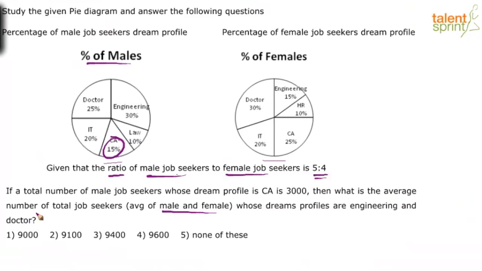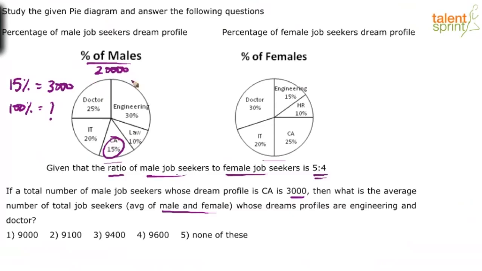Now first and foremost, if this 15% is 3000, right? This 15% is equal to 3000. Can you tell me what is the total value here for this entire pie chart? 15% is 3000. So what will be the total? Total will be 20,000. Yes or no? See, total is 100%. So here we know that 15% is equal to 3000. 100% is equal to what? So when you cross multiply, you get 20,000. So we know that the total number of males is 20,000.